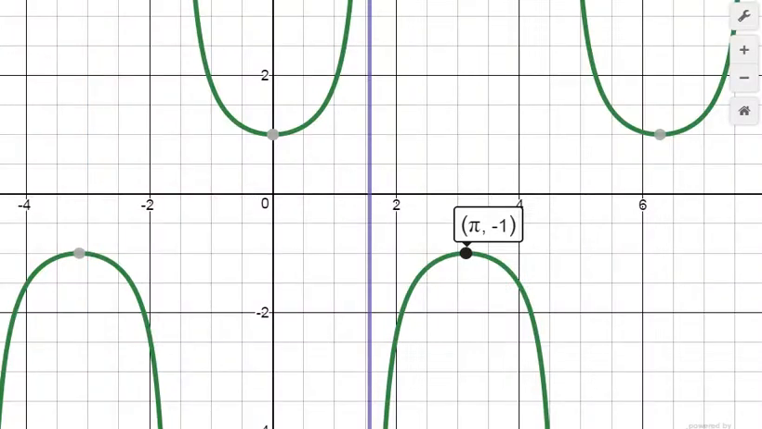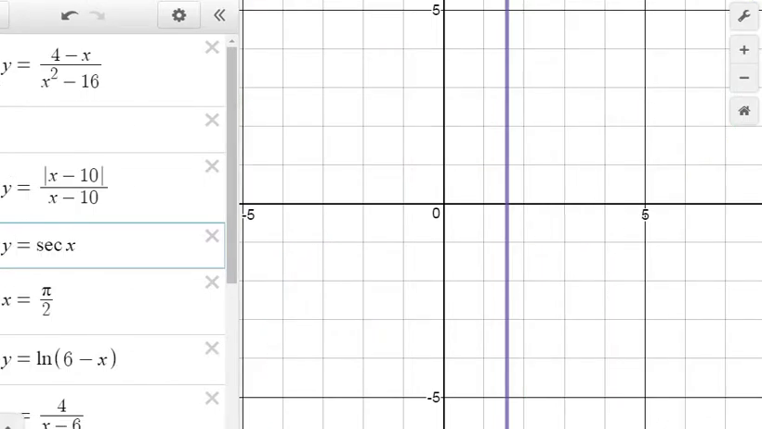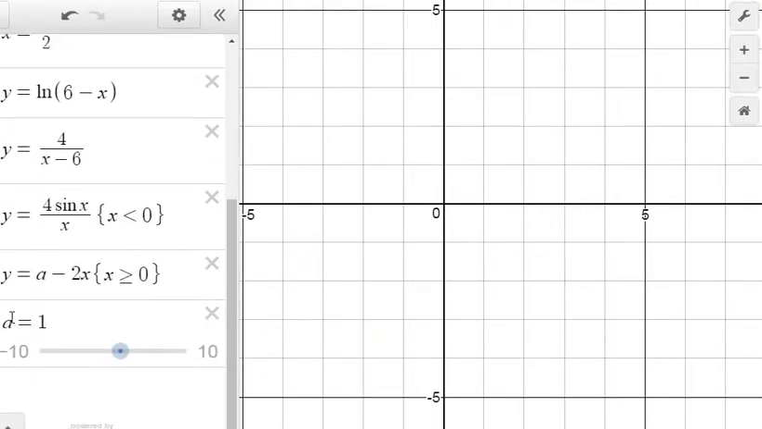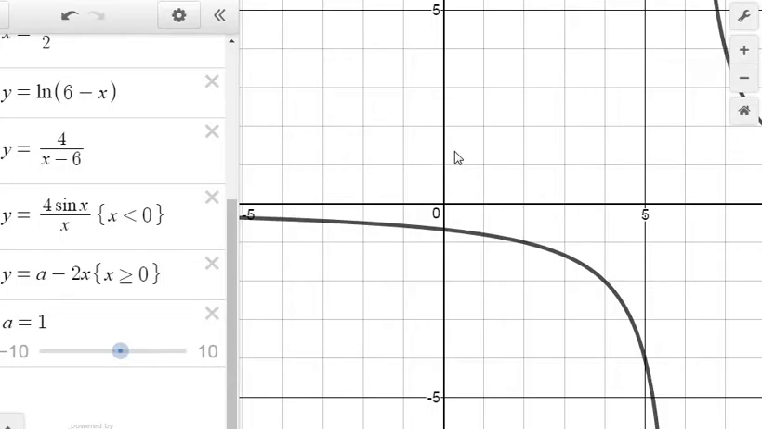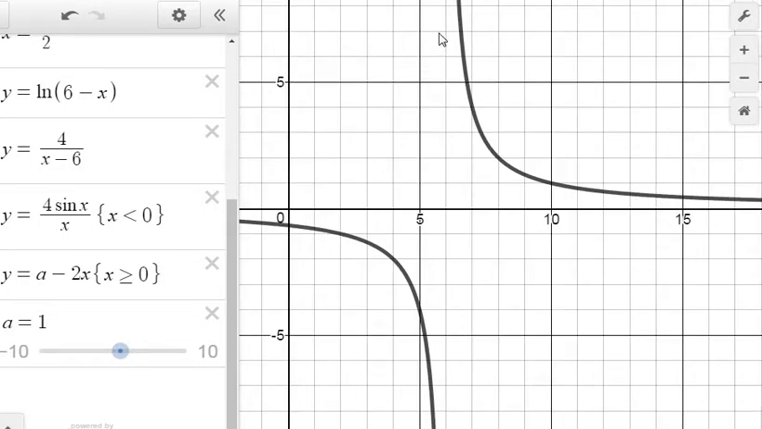So a quick look at the graph here. And you can see that behavior. At x equals 6, the function goes up towards positive infinity or down towards negative infinity. You've got a vertical asymptote at that point in the graph.